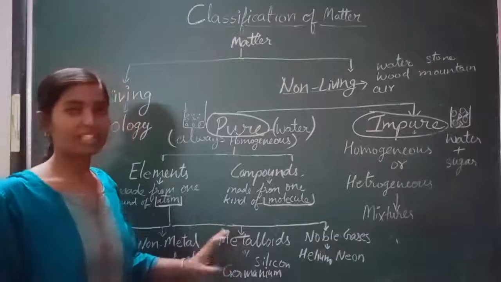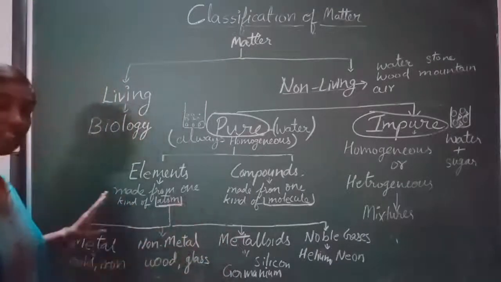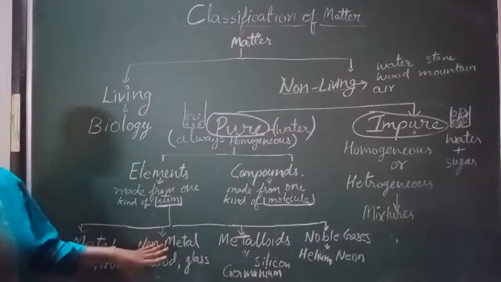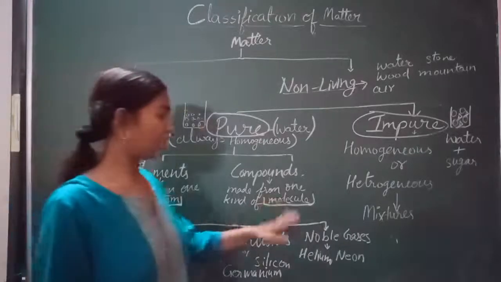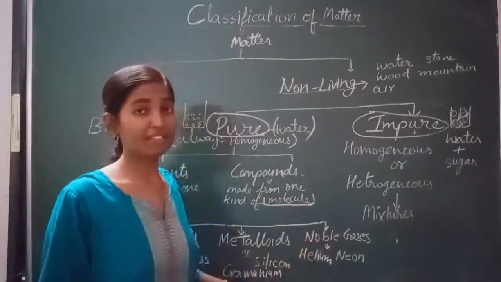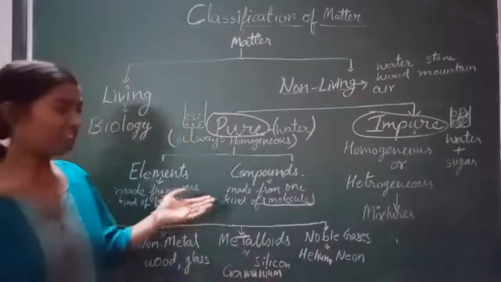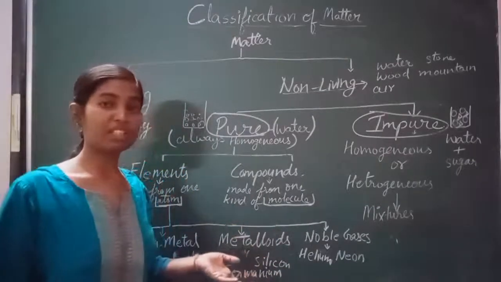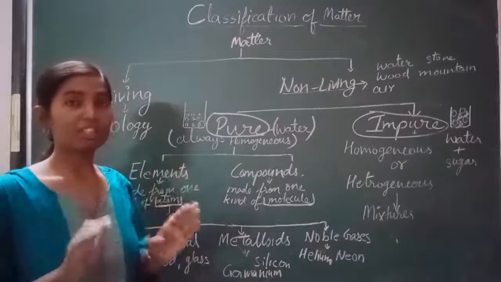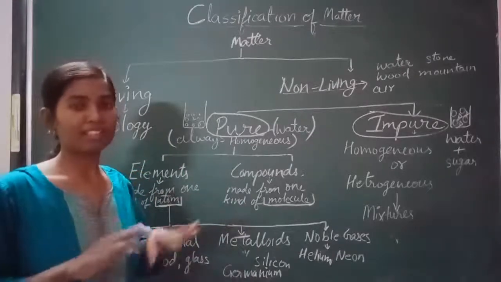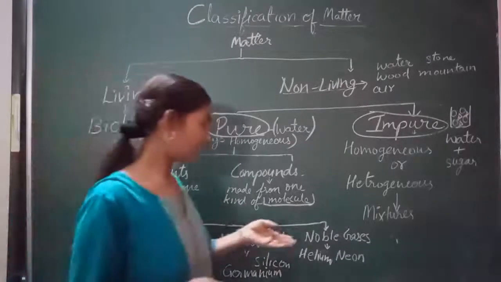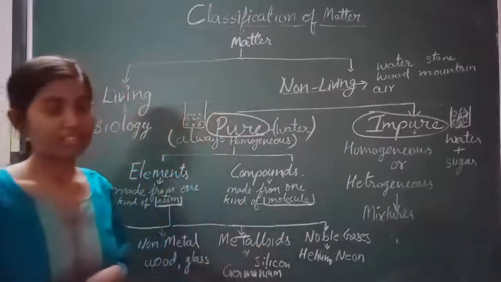Now metalloids are having both kind of properties. It is working as metal also, it is working as non-metal also. And noble gases, they are non-reactive, they are not reacting with any other substance. So noble gases we are using that in that place, the thing which we have to keep unreactive from any other thing. Where that in that place we are using noble gases.